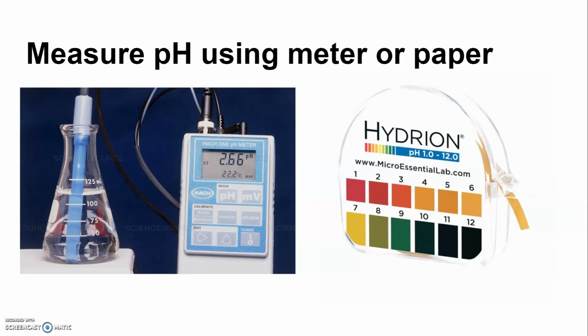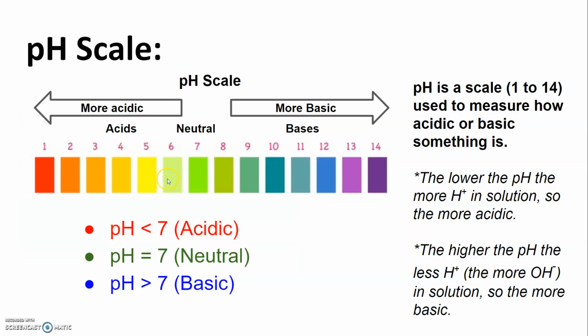So how do we measure pH? We can measure pH using a pH meter, or you can even use pH paper. For a pH meter, you just stick the probe into the solution, and then there'll be a digital reading that tells you what the pH is. And again, you can refer to the scale to figure out if you're acidic or basic.